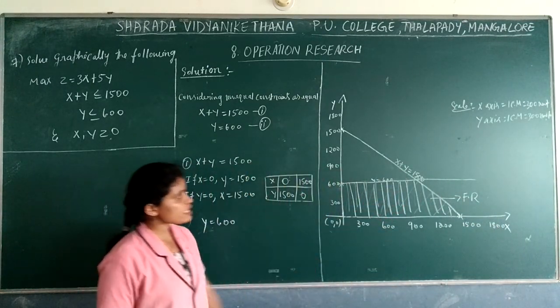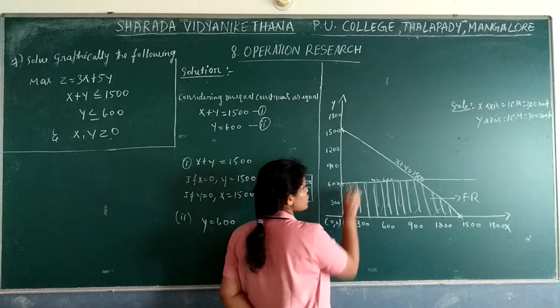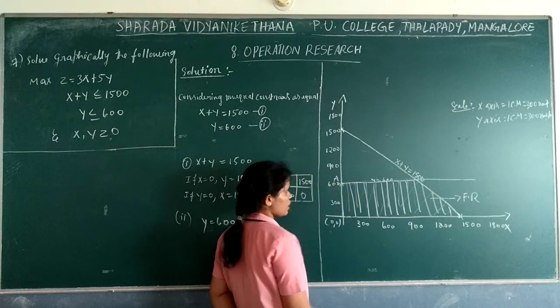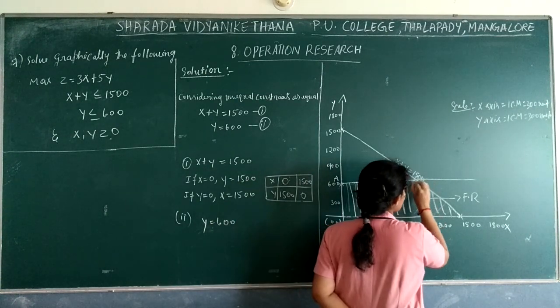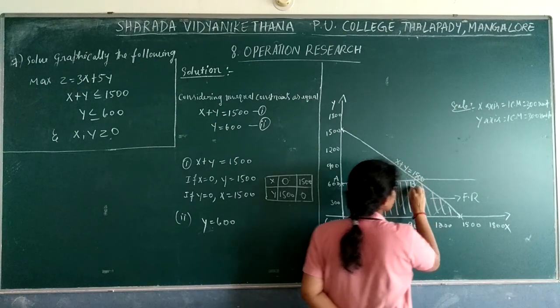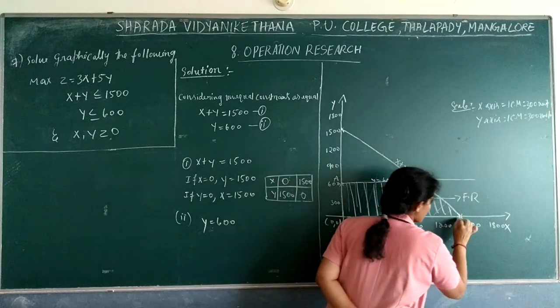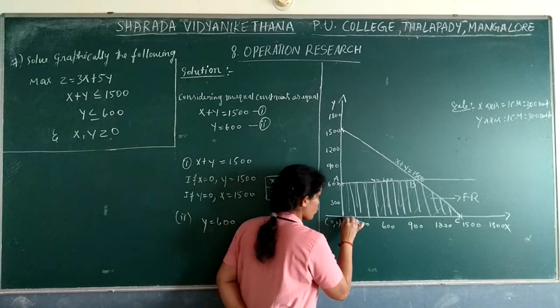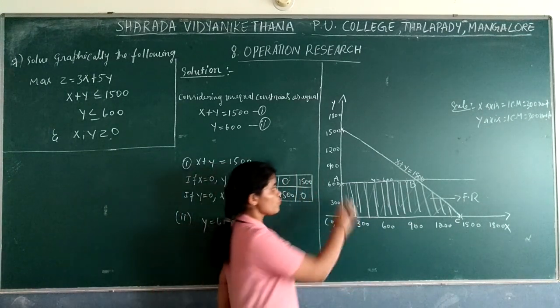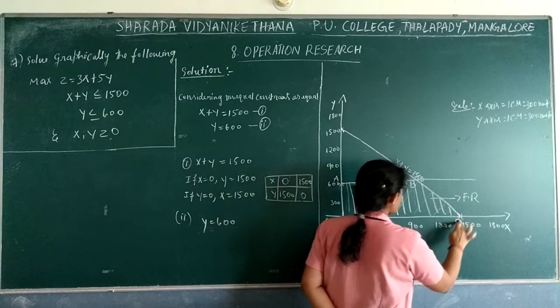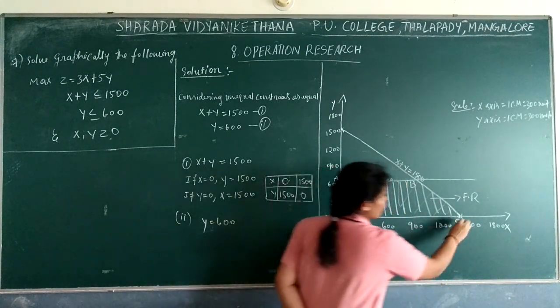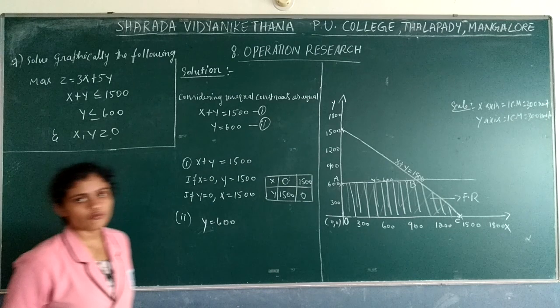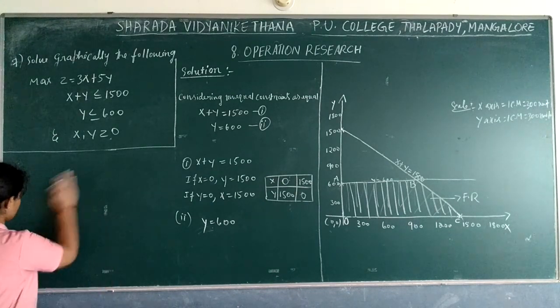Now for your feasible region, identify the corners. Which are the corners? This is one corner, and here one more corner, that we write as B. Then one more corner C. And the last one we can write as O. So four corner points: A, B, C and O. Now write the values for the corner points.